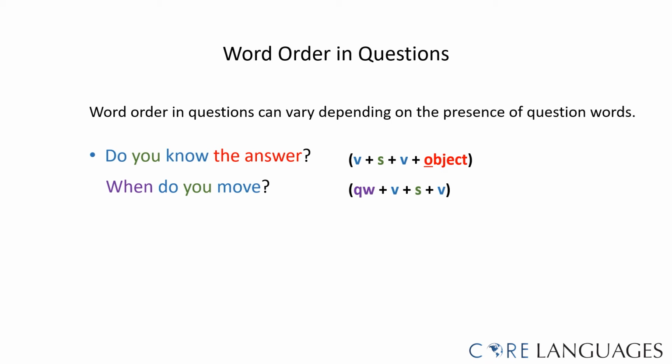There are also some questions that have an extra word after the question word. For example, what time is it? The word order is question word, word, verb, and subject.